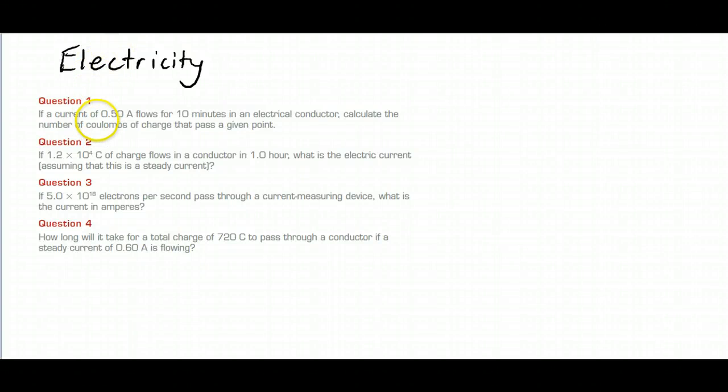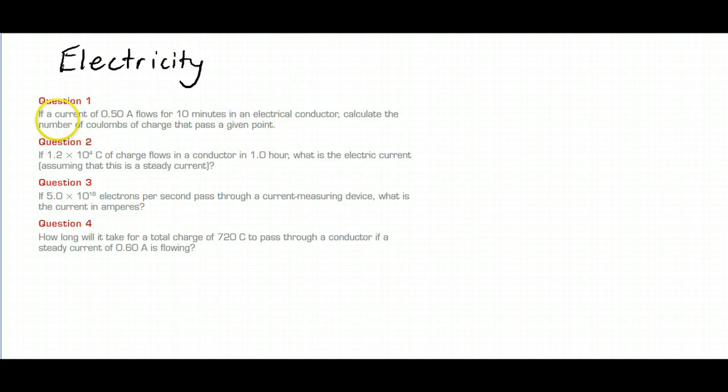Okay, in this video we're going to do some questions from the textbook to see how these electricity equations work. So let's do question 1. If a current of 5 amps flows for 10 minutes in an electrical conductor, calculate the number of coulombs of charge that pass a given point.